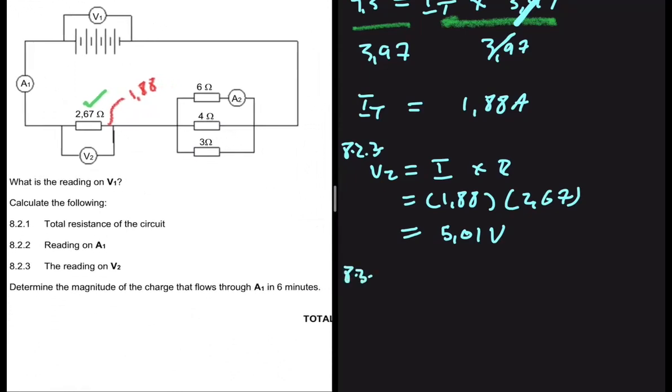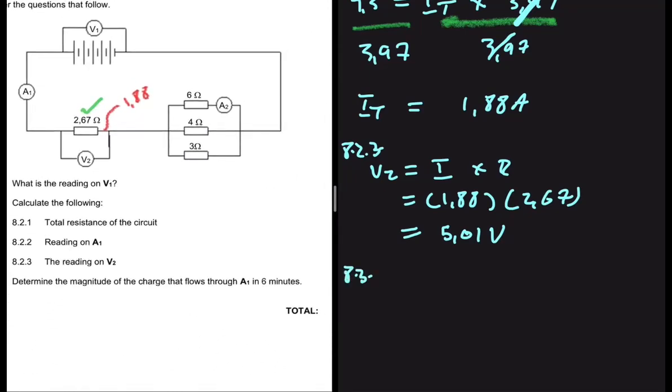8.3, determine the magnitude of the charge that flows through A1 in 6 minutes. So what are we looking for? We're looking for the magnitude of the charge. We're looking for Q. What do we have? We have the current that goes through A1. That is 1.88 amps. And then we have the time, delta T, is equal to 6 minutes.